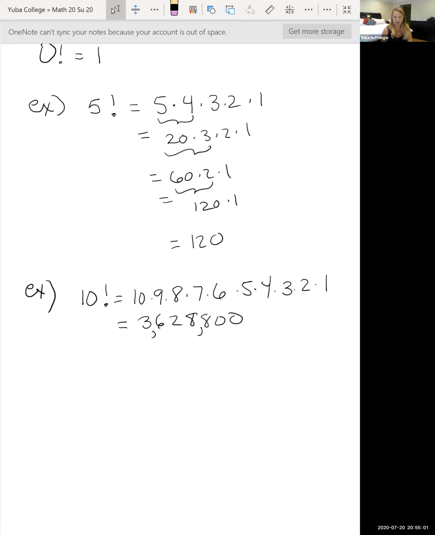Okay, so that's something else that could get really tedious if you had a huge number, 100, and then I have to multiply, 100 times 99 times 98 times 97.